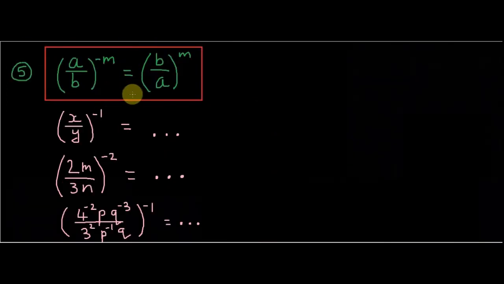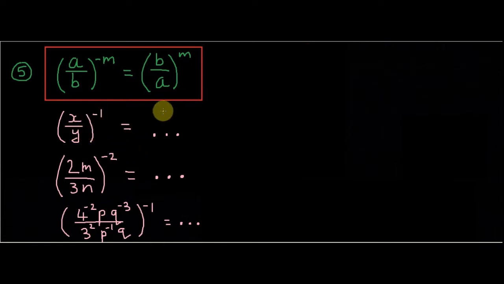Let's look at the 5th rule. This deals with when we have a fraction raised to a negative power. We simply invert the fraction and the power becomes positive. So a over b to the negative m becomes b over a to the positive m. First try these 3 questions before looking at the answers.